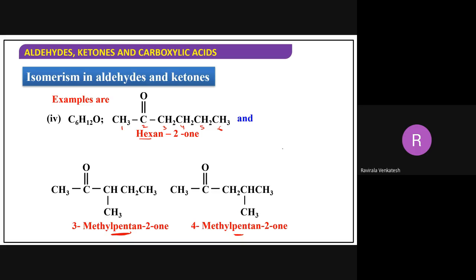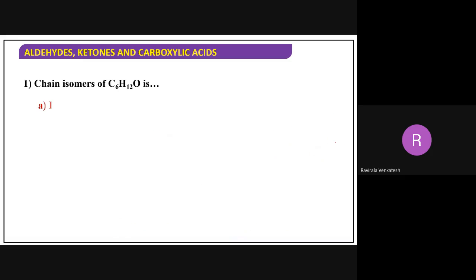If possible, let me see now. CH3, C double bond O, CH3, CH3, CH3. Now how many carbons are there in total? 1, 2, 3, 4, 5, 6. 1, 2, 3, 4, 5, 6 are coming. This is also there, right? So this also we can write as chain isomers here. In this way we can write many chain isomers like this.